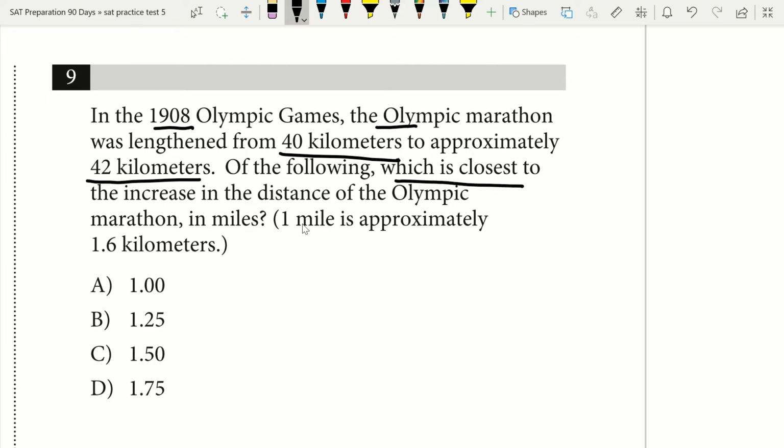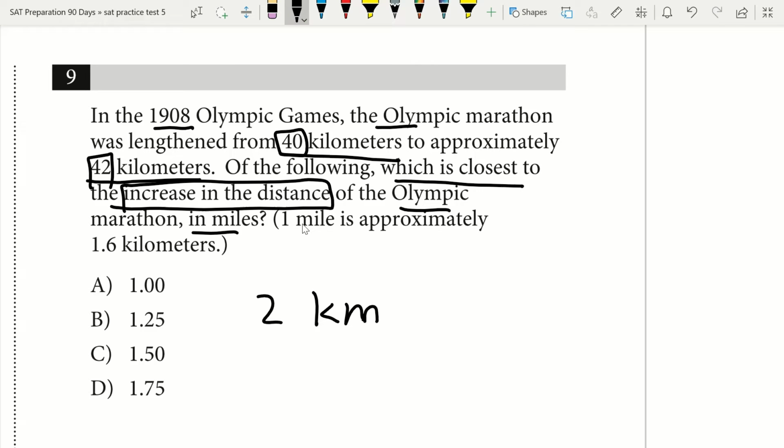Of the following, which is closest to the increase in the distance, so I'm looking at a positive change in distance, of the Olympic marathon in miles. We know that we increased from 40 kilometers to 42. That's a change of 2 kilometers because 42 minus 40 is 2. We're asked for what that change is in miles. So we know that 1 mile is approximately 1.6 kilometers.